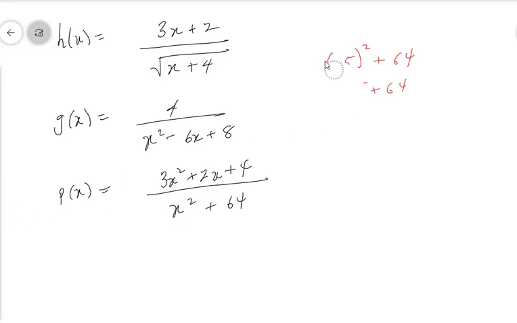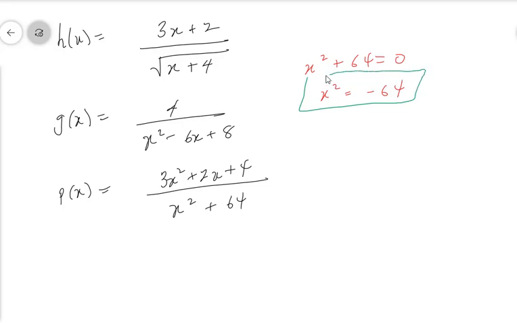But let's try to solve this and see what we're going to get. Now solving this, we equate the denominator to 0, that is x squared plus 64 is equal to 0. Now I get x squared to be equal to negative 64. This statement doesn't make sense, because it's not true. We're saying that we're squaring a number.